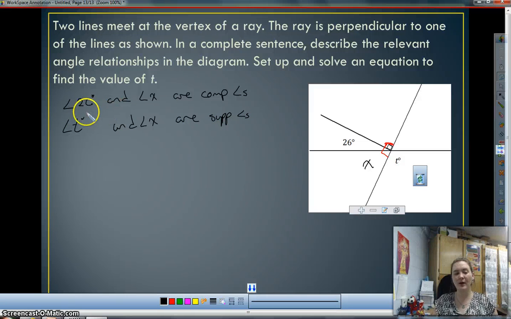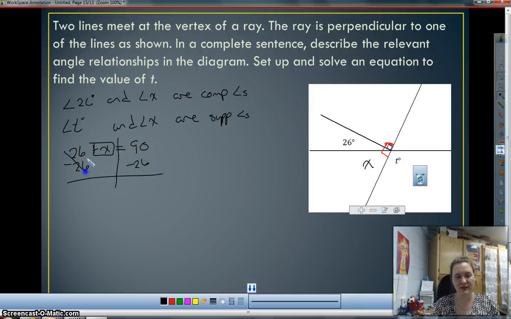So let's start with the one that has a number in it. 26 plus x equals 90, because they are complementary. Keeping the x, we have to get rid of the 26. The inverse cancels out, x stays the same. Borrow, subtract, x is equal to 64 degrees.